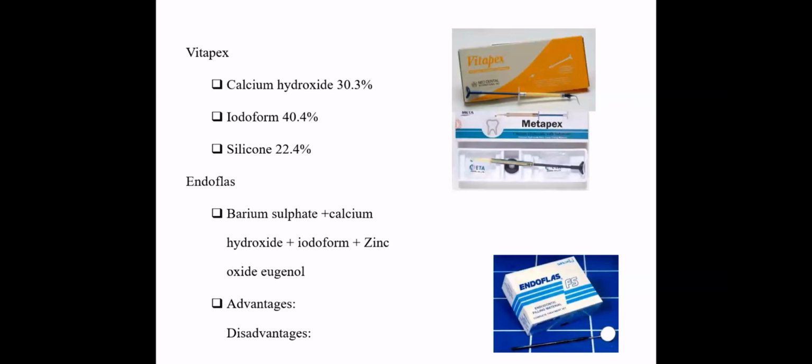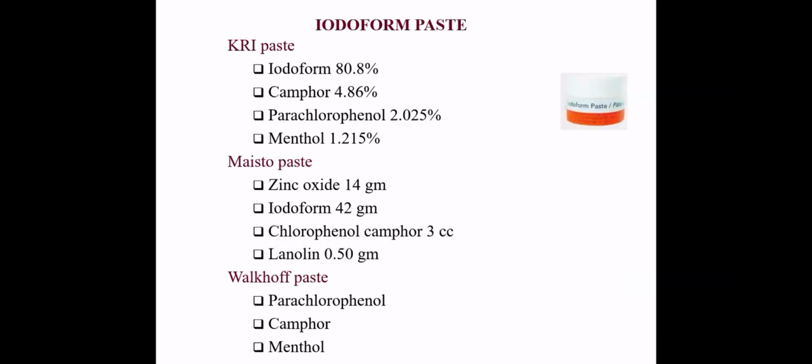One thing. Second thing is Metapex, again, since you can see a syringe, it's available in a syringe. So application to the canal and condensing the material into the canal is easier. It's not time consuming. Whereas in zinc oxide eugenol, you have to carry it on a file and you have to place it inside the root canal. So that problem is not there in Vitapex. Now, the iodoform pastes such as KRI paste, Maisto paste, and Walkhoff paste were once used. Now they are not used as obturating materials for primary tooth.